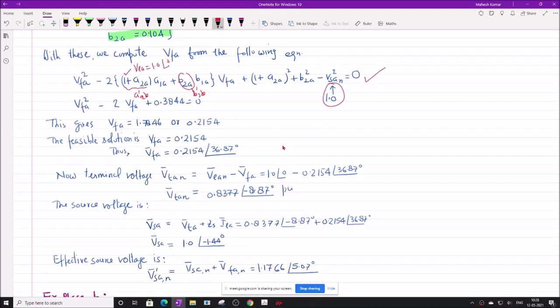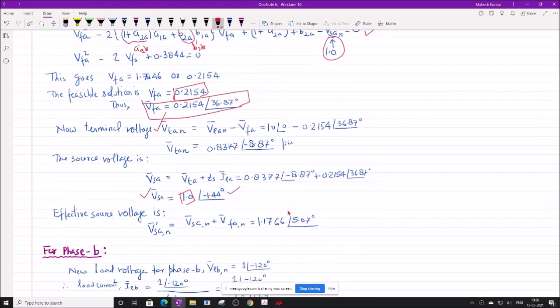Again it gives two solutions. The least value is the feasible solution, 0.2154. Therefore, VFA is 0.2154 angle of 36.87. We can find the source voltage, which is 1.0 magnitude angle of minus 1.44. And the effective source voltage is the sum of VSAN and VFA. So 1.17 angle of 5.07. So this angle is positive, even though VSC has a negative angle here.